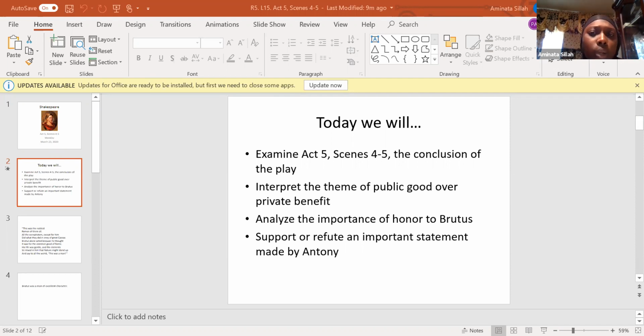So really quickly, what I want you to think about is, how does determining the theme help us as readers? Why is it important for us to think about the theme and determine what it is when we're reading?